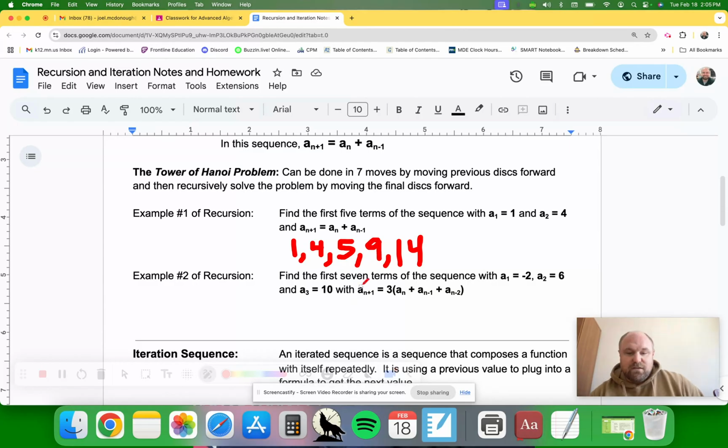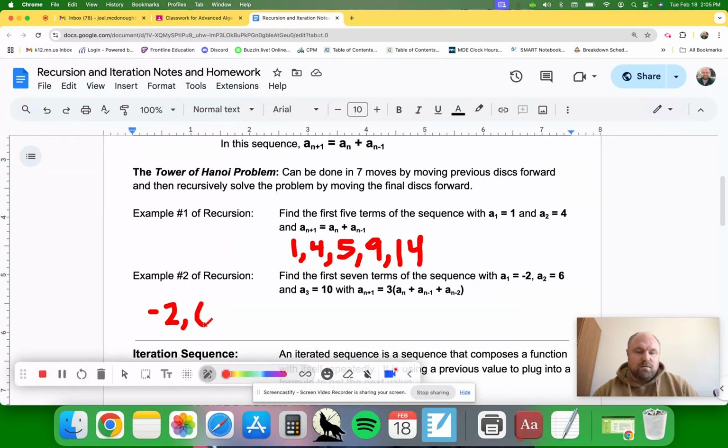Now for this one, it says find the first 7 terms of the sequence with your first term being -2, your second term being 6, your third term being 10. And then the rule is, to find the next term, you take 3 times the previous 3 terms added together. So just to give you a perspective, your first term would be -2. Your next term would be 6. Your next term would be 10. And then in order to find the next term, you take the previous 3 terms, add them together, and then multiply by 3.